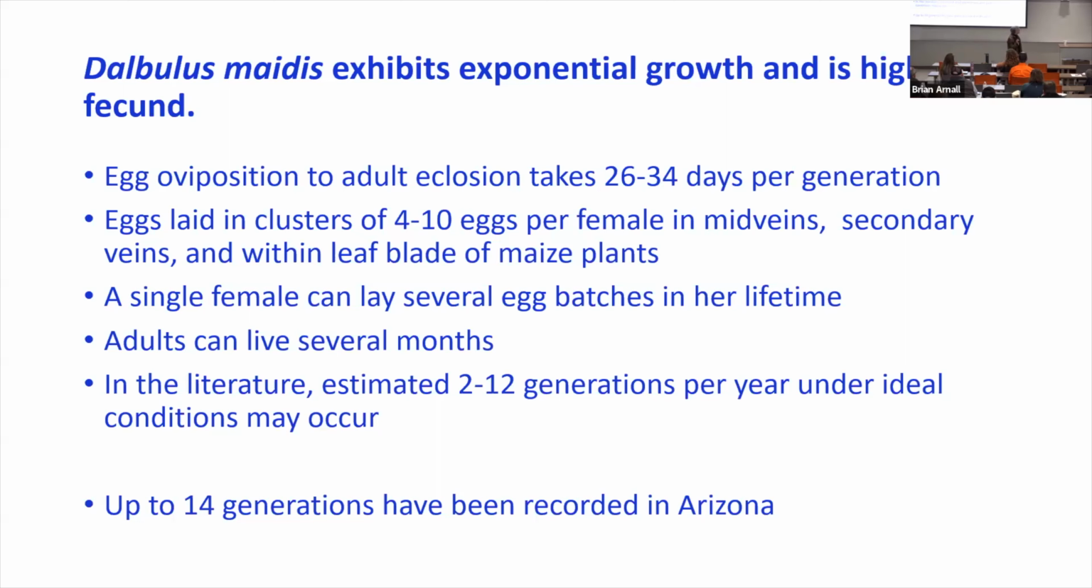Okay? In the literature, estimated anywhere from 2 to 12 generations per year. Again, highly variable. I saw one report, 14 generations in the state of Arizona. Of course, they have continuous corn, so they're going to keep reproducing as long as they can. All right. I don't know how many generations we might expect to see in the state of Oklahoma, but that's going to depend on conditions at the time.